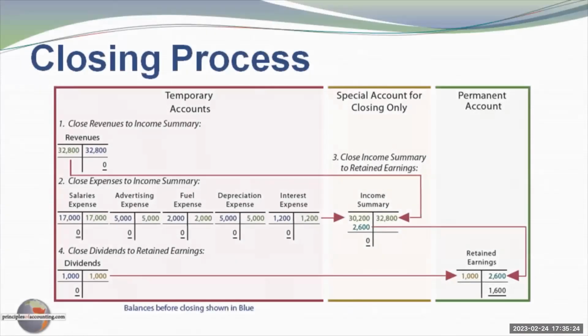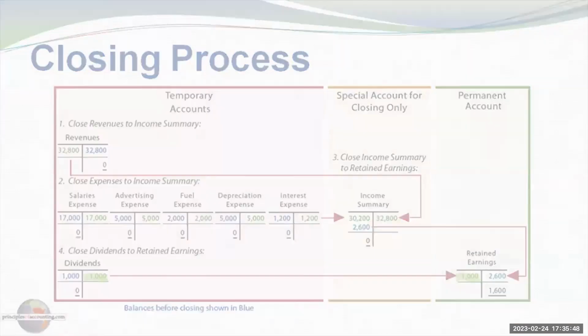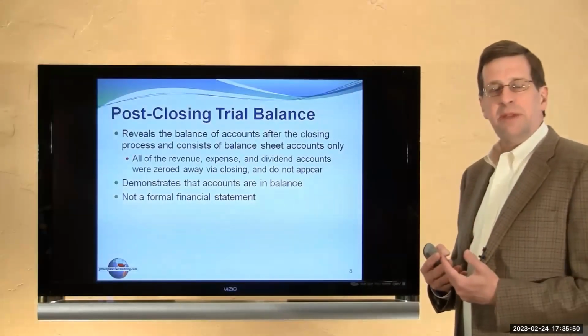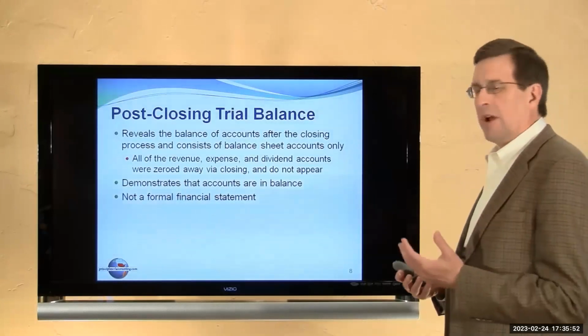So to review the process then, this slide may prove helpful. Here's our revenue accounts that I'm debiting $32,800 and crediting income summary $32,800. I in turn credit all of the expense accounts and debit income summary. Then in turn I close the income summary account to retained earnings. Lastly, I'll close my dividends to retained earnings. That information then gives me a basis for preparing a post-closing trial balance.